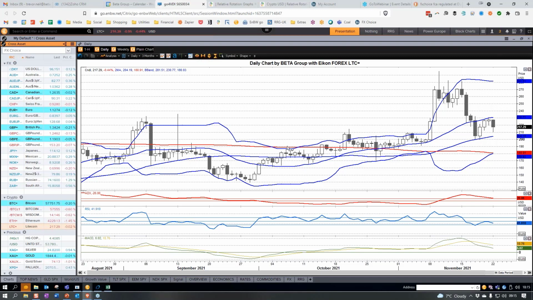Now we've rebounded a bit and we're bouncing at support there now. So probably there is a bit of room for this one to improve a little bit, I suppose, but it's not looking great. It is not looking great.